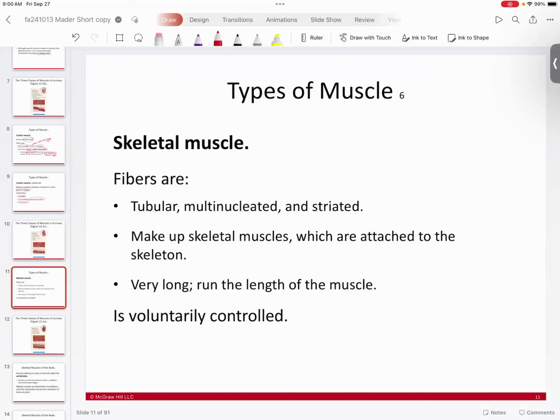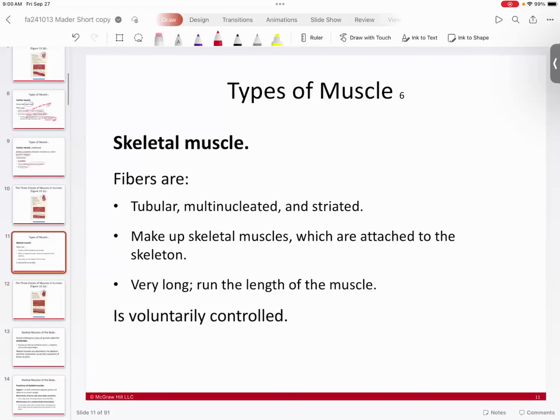Okay, skeletal muscle. Now, skeletal muscle is probably where we spend most of our time talking about muscles when we take a look at a muscle chapter. So they tend to be tubular, long, and cylindrical. So they are very, very long in nature. They will oftentimes have multiple nuclei in them. And they tend to have heavy striations or striping pattern associated with them. And we're going to learn what those stripes are in this chapter.